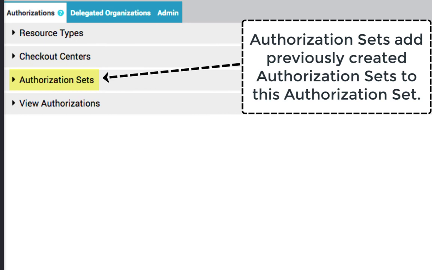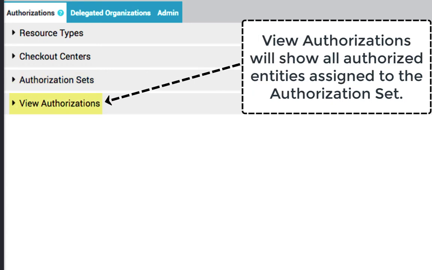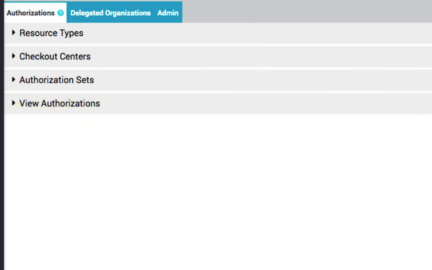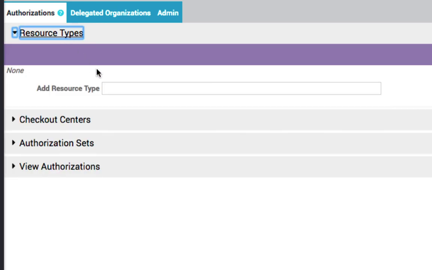Authorization sets add previously created authorization sets to this authorization set. View authorizations will show all authorized entities assigned to this authorization set. Let's add a few resource types and checkout centers to this authorization set.